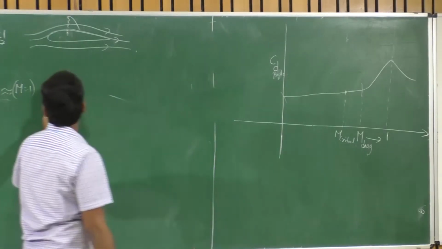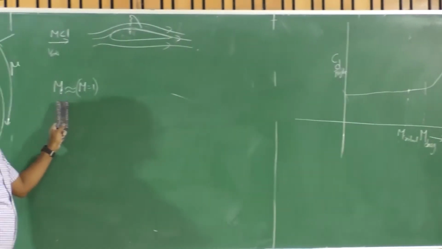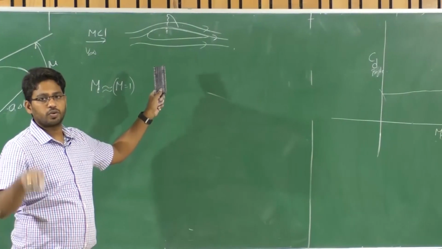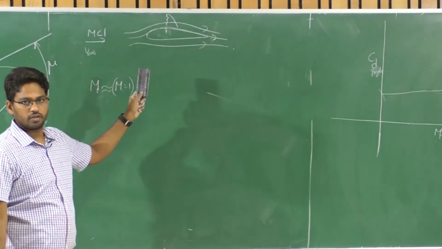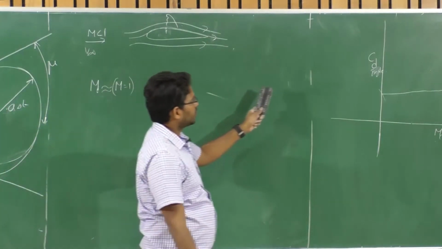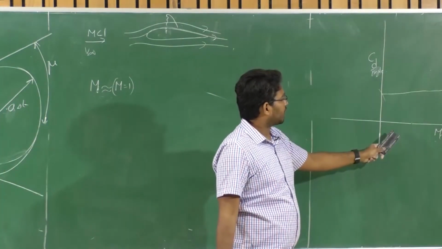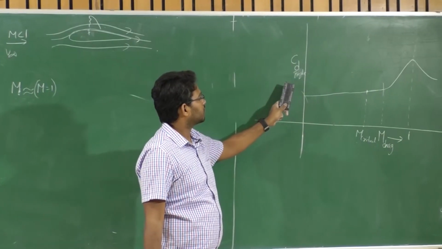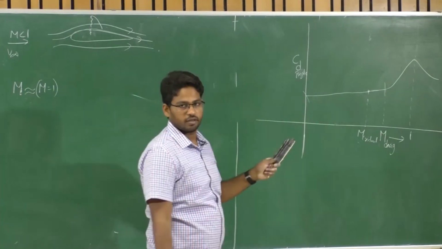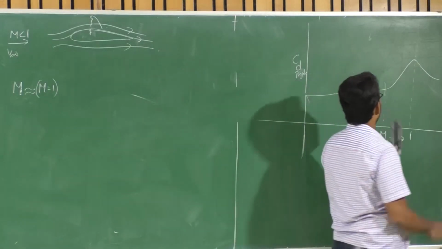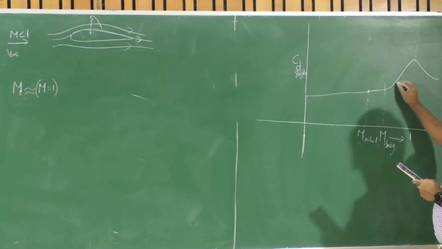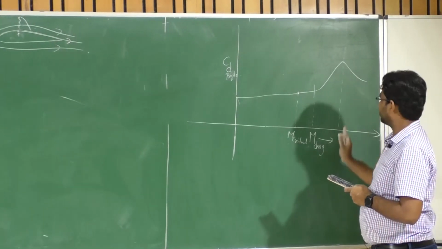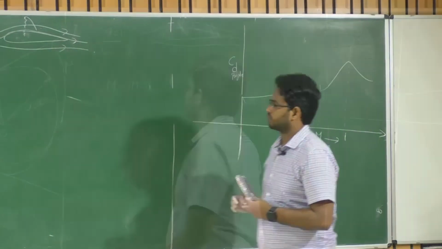So the critical Mach number is the local subsonic Mach number at which the aircraft first encounters sonic speed on the wings. And the drag divergence Mach number is the Mach number at which the profile drag coefficient starts a rapid increase, right? So that is the drag divergence Mach number.